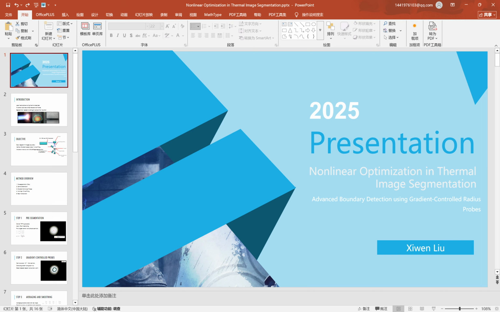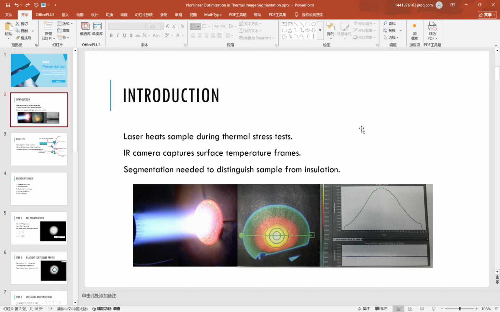First is the introduction. In thermal stress analysis experiments, a laser is often used to heat the target sample in order to observe the relationship between the temperature of the sample surface over time and the heating pattern. An infrared camera is usually used for observation, which is then captured and exported as a frame image. In the process of post-processing, the exported data is necessary to determine the area occupied by the target sample in the image.